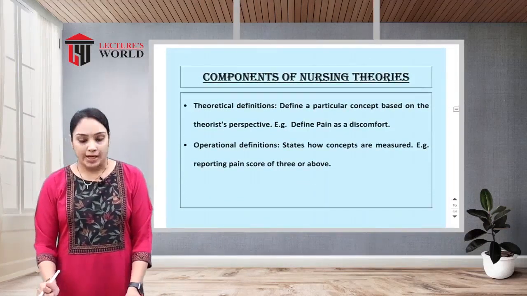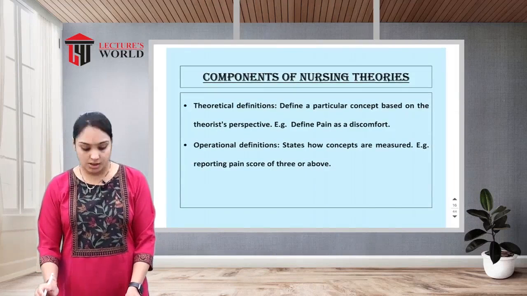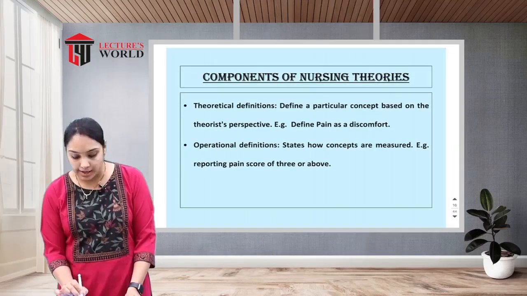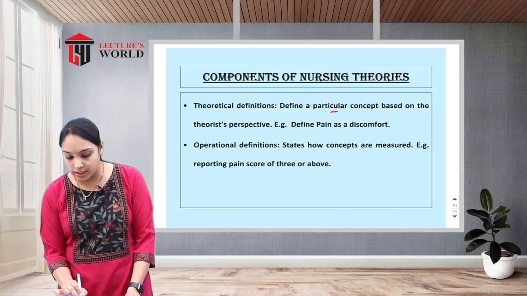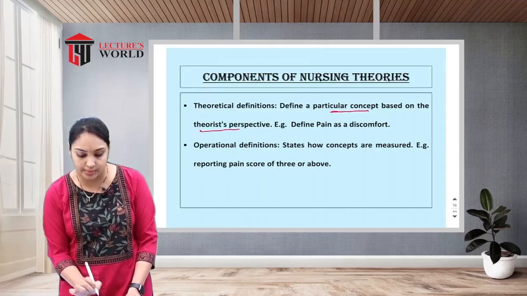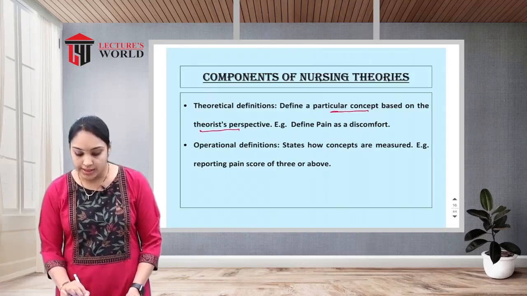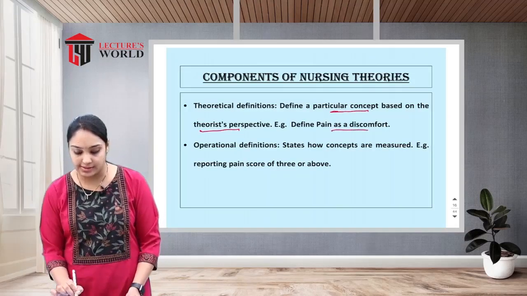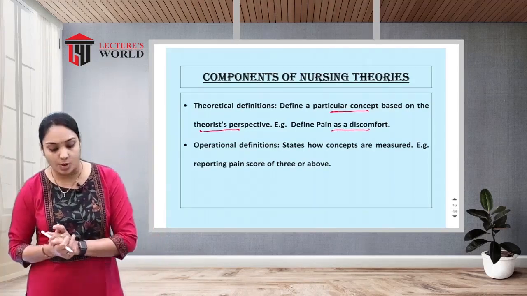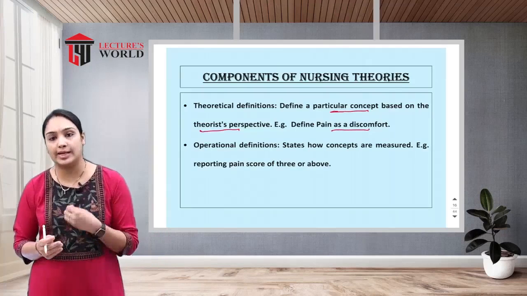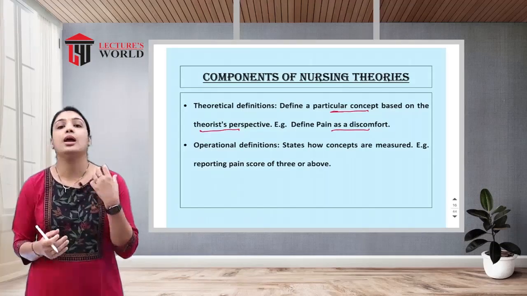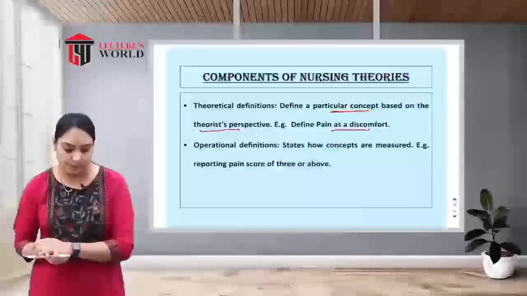Definitions are of two types, theoretical definition and operational definition. A theoretical definition defines a particular concept based on the theorist's perspective. For example, define pain as a discomfort. Theoretical definition means a particular concept that is defined based on the theorist's perspective.